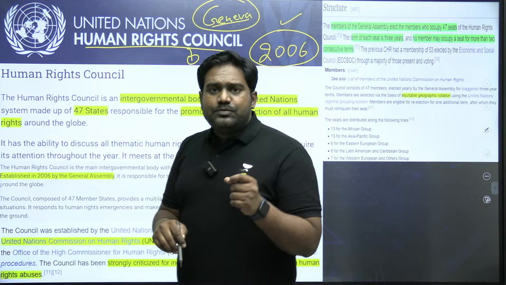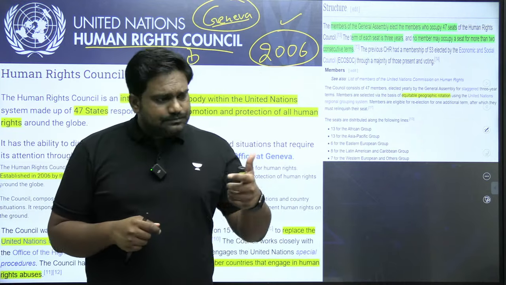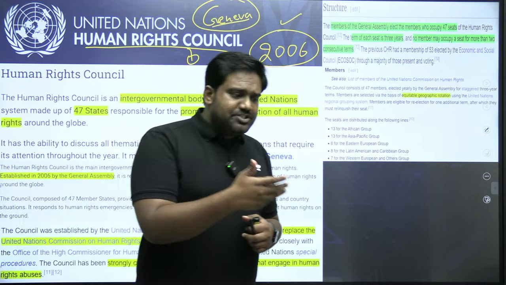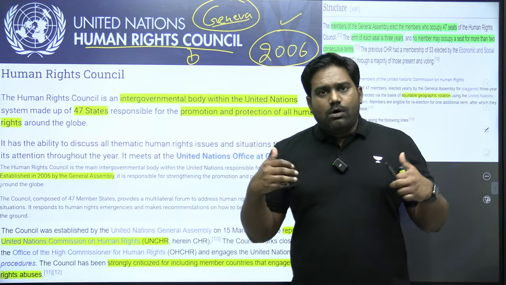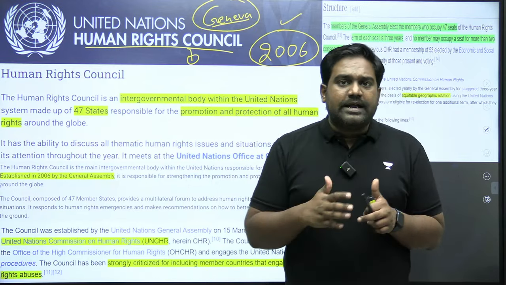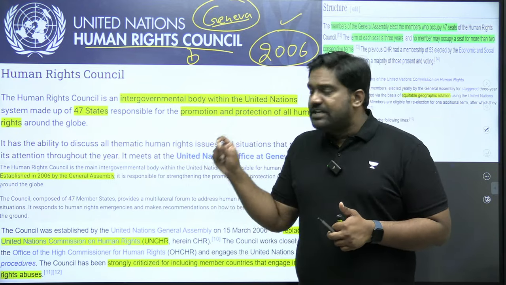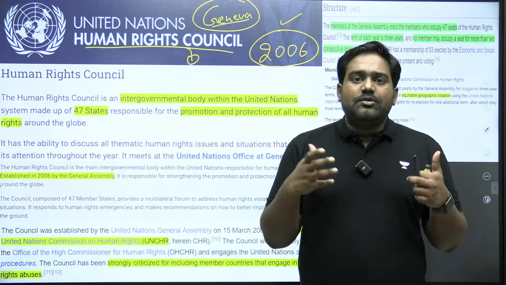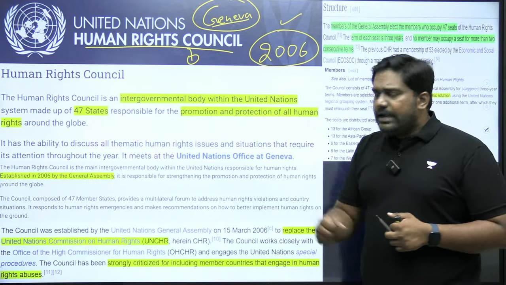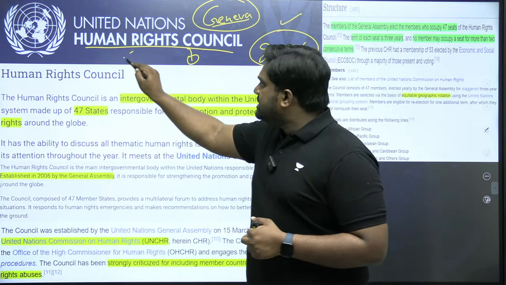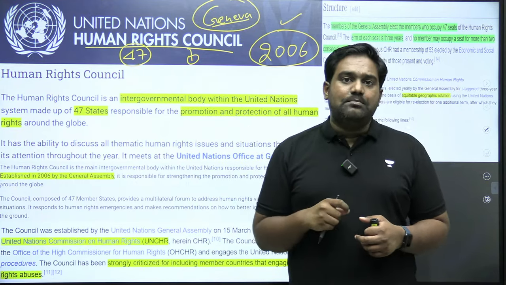So the primary objective of UNHRC is to protect human rights. It includes basic human rights, gender rights, minority rights, LGBTQ rights. So all rights related to human rights are the mandate of UNHRC. So across UN members, UNHRC has this mandate to protect and promote human rights. So this UN body, which is an intergovernmental body, consists of 47 member states. The composition is also very important.